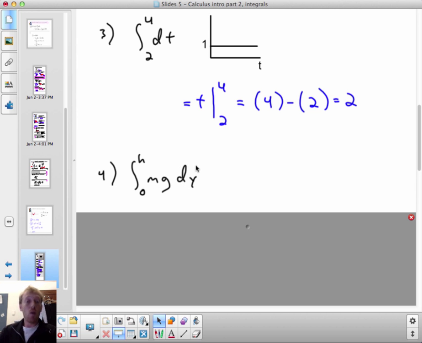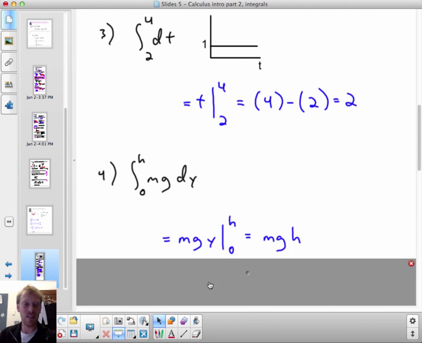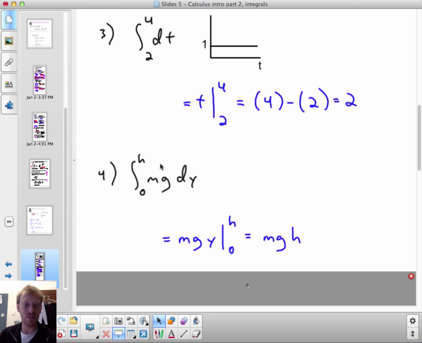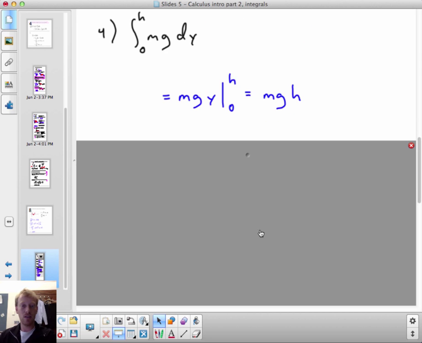What function of y has a derivative of mg when m and g are constants? Well, m and g come out of the integral, leaving the integral of 1 dy. The integral of mg dy is mgy. Evaluate that between 0 and h. Substitute h for the y, and you get mg times h, minus what happens when you substitute 0 for the y. Mg times 0 is 0, so I'm not going to write that term, mgh.